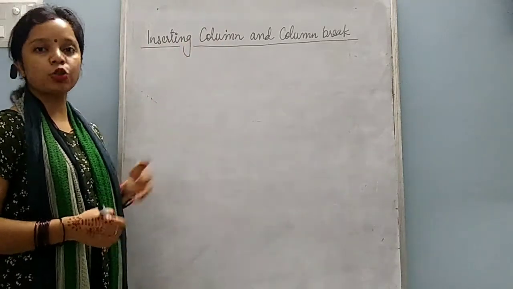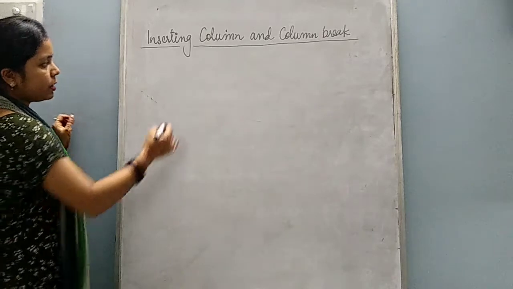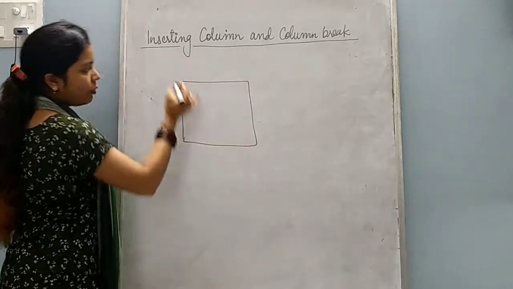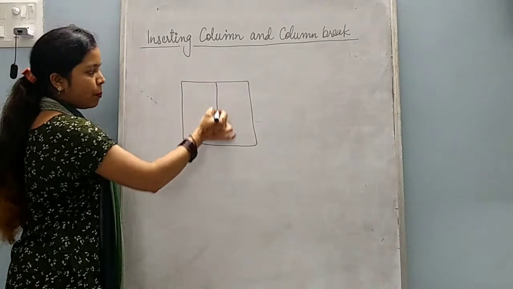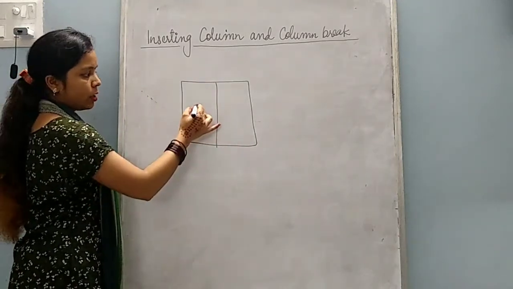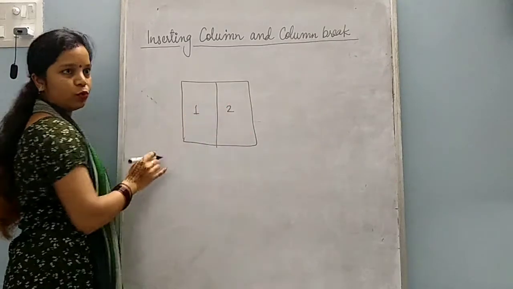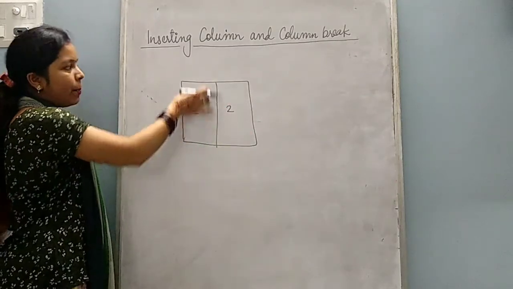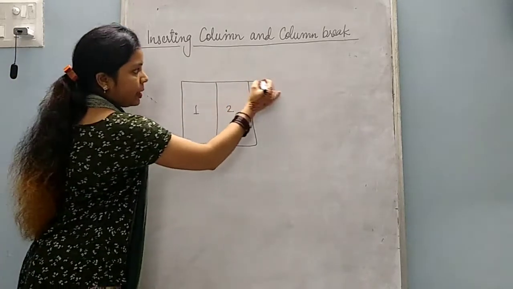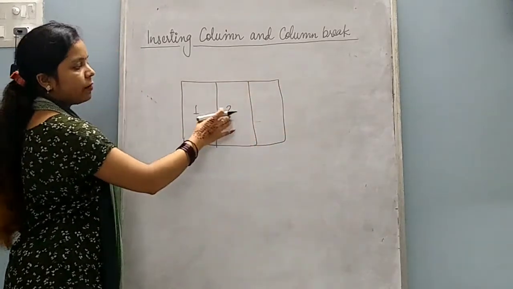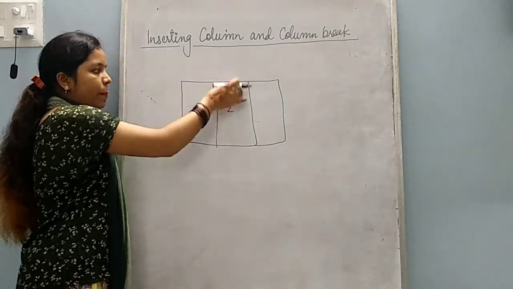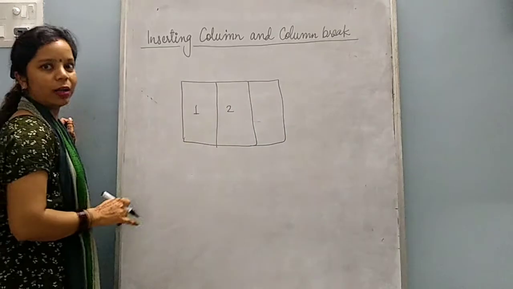First I will tell you what a column is. Suppose this is your page. When we divide the page into two parts, this means it is divided into two columns. Column 1, column 2. So these vertical parts are known as columns. We can divide the page into three parts, so it will have three columns: 1, 2, 3. These vertical parts are known as columns.